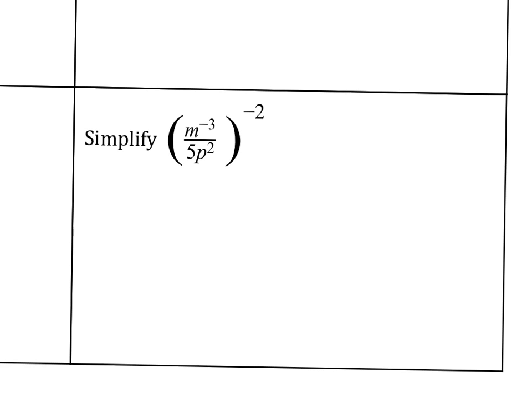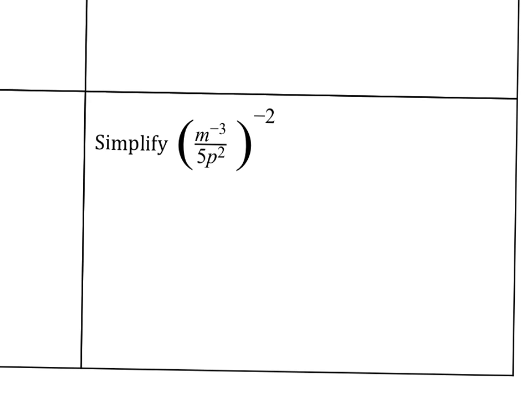Once again, we have all this stuff being raised to another power, power to a power. So if I have m to the negative 3 to the negative 2, I'll take these powers and multiply them together. That'll give me m to the positive 6.